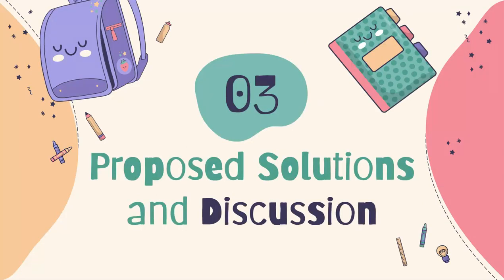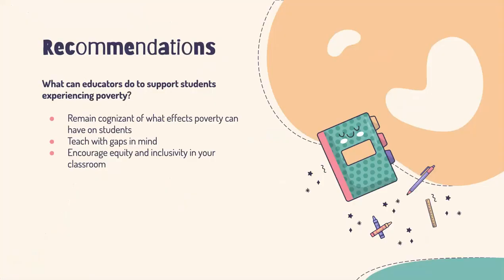Great. So, proposed solutions and further discussion. What can we as educators do to support students experiencing poverty? Remaining cognizant of what effects poverty can have on students. If we're aware of what issues it can pose, it means that we can be flexible and help create solutions. Teaching with gaps in mind. If we, again, are aware of where gaps might be, it will be easier to fill them, because the first step to fixing a problem is recognizing where they are.